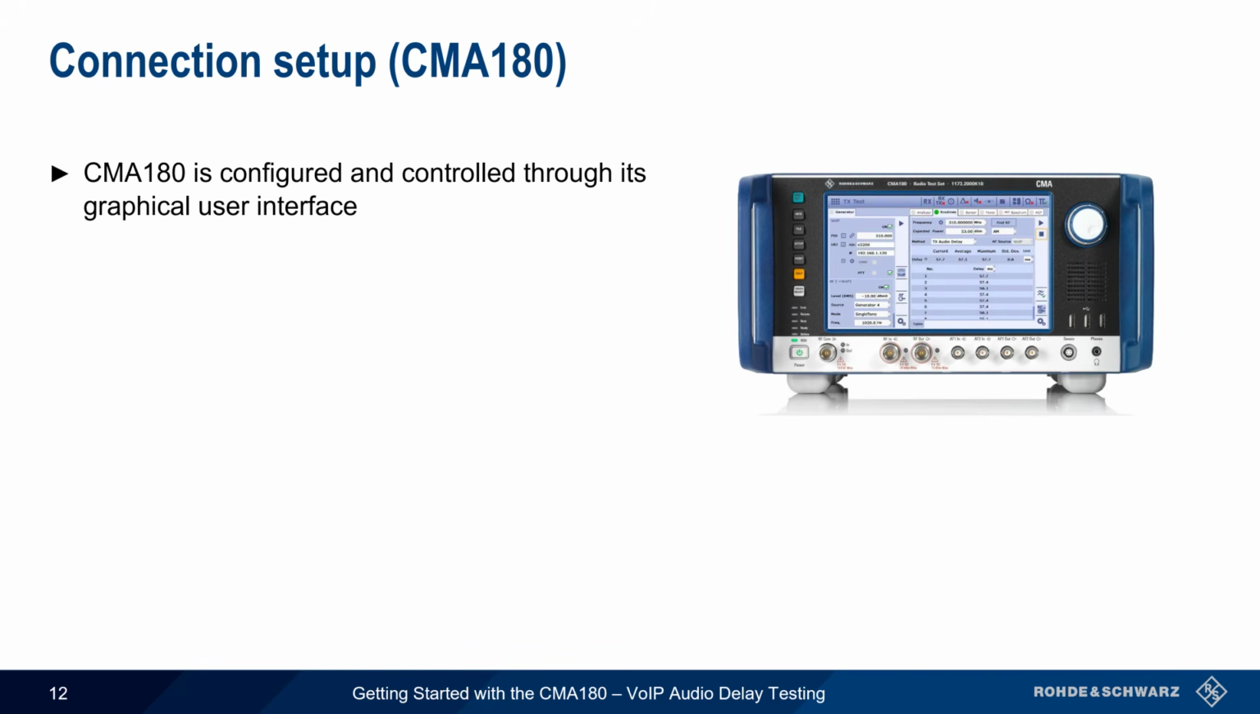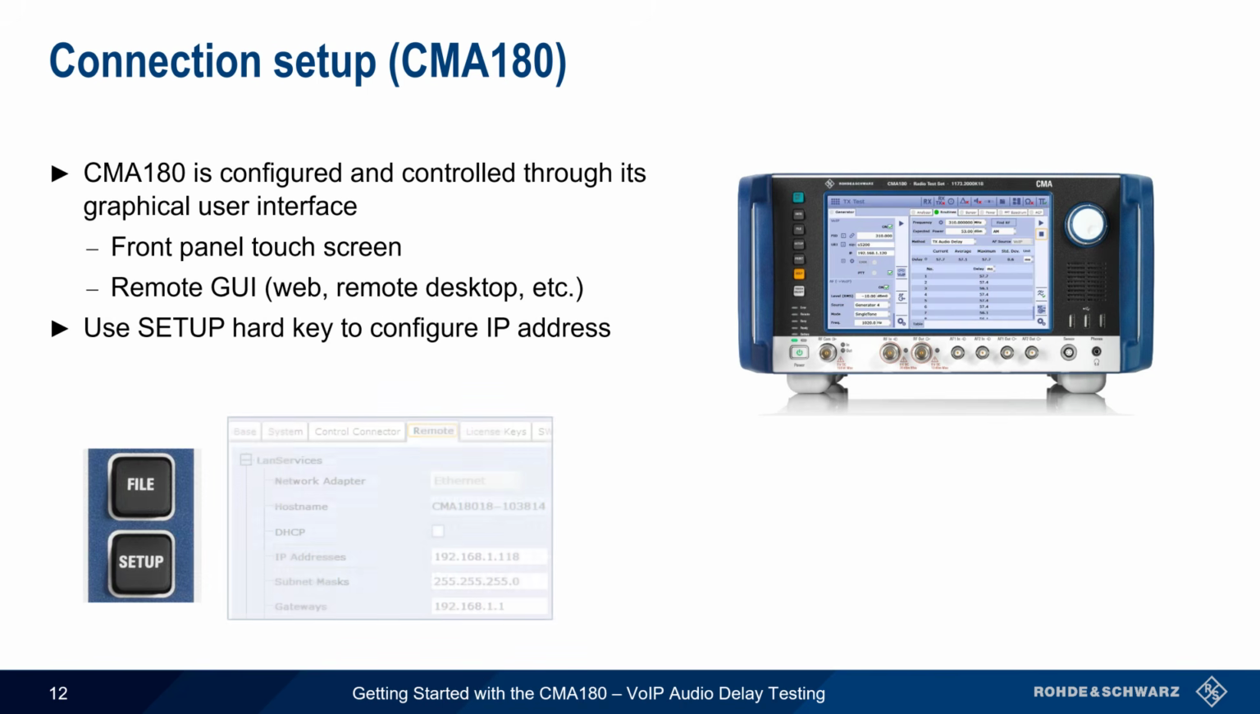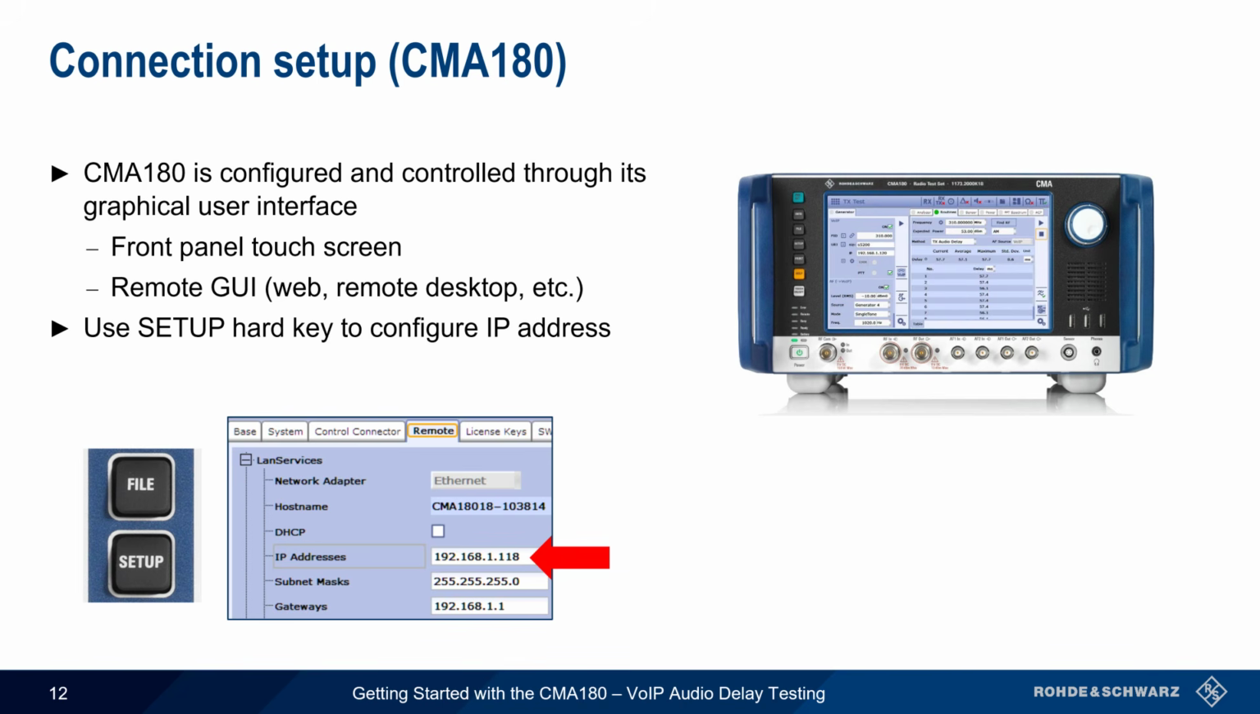The CMA180 is configured and controlled through its graphical user interface. This can be accessed via the front panel touchscreen, although a keyboard and mouse can also be used if desired. In addition, the GUI can be accessed remotely over a web browser or using standard remote access clients, such as Remote Desktop or VNC. To configure the CMA's IP address, press the Setup hard key on the front panel, and then go to the Remote tab.